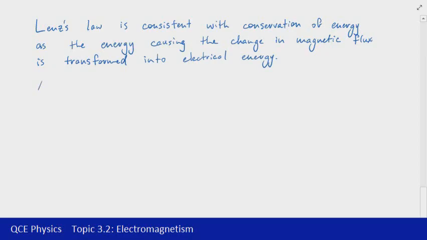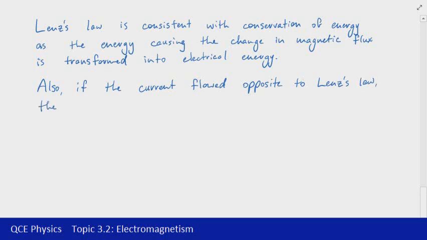If we also consider a counter example, and that is to say if the current was opposite to Lenz's law, so instead of it opposing the change in flux that caused it, if the current flowed so that it enhanced the change in flux that caused it, the magnetic field produced by the current, as I said, would enhance that change in flux.